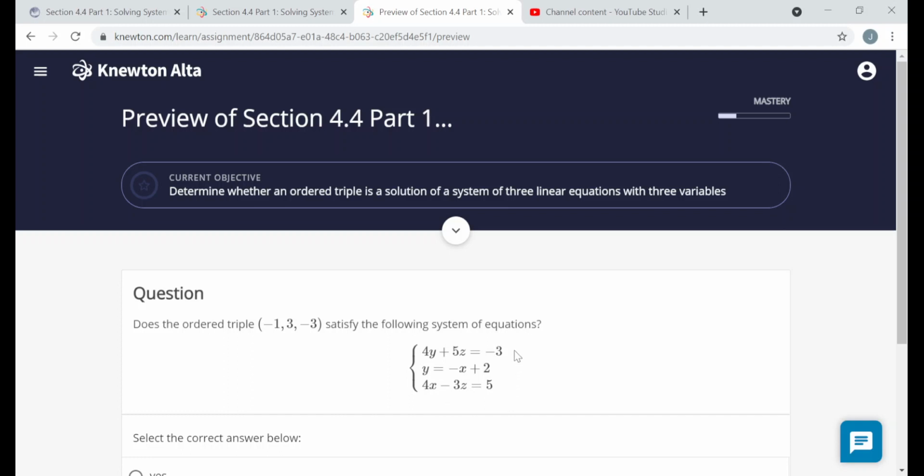Right? It can't just satisfy the first one and the third one, but not the second one. It can't just satisfy the second one, but not the first one, and so on. You have to be a solution to all 3 equations. So again, this should be the easiest of the objectives. Just plugging in and checking.